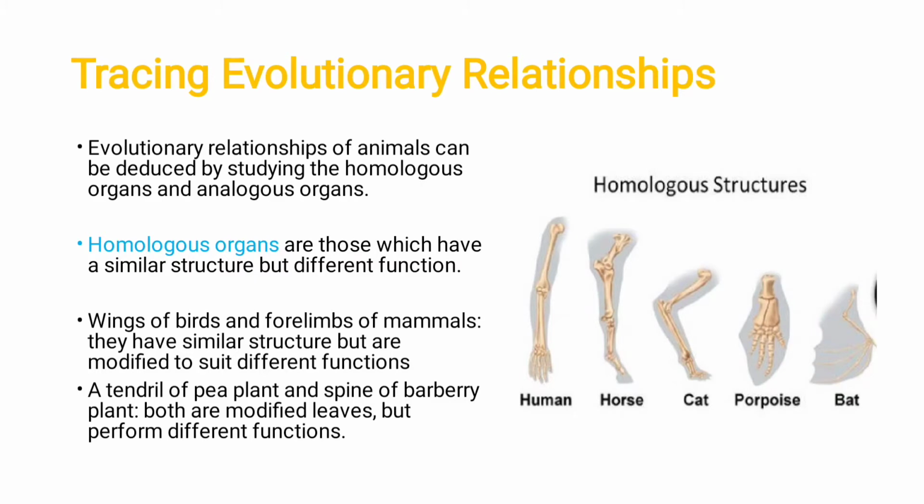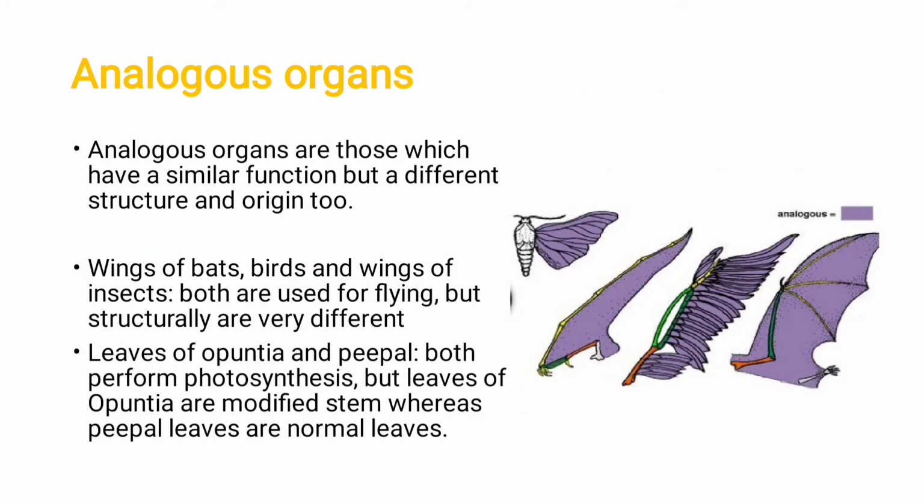Now another very important topic is analogous organs. It is also very important. It is always asked in the form of differences between homologous and analogous. So what is analogous? Let us see. Analogous organs are those which have a similar function but different structures and origin.